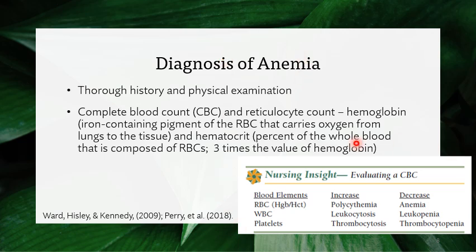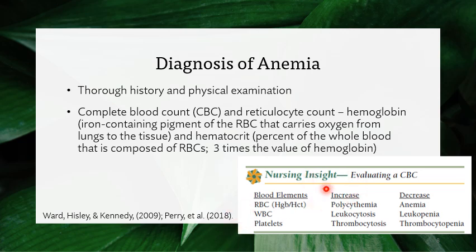Now, I put here a box that is very useful for understanding how to read a CBC. So we have three blood elements, right? The red blood cells, white blood cells, and the platelets or thrombocytes.